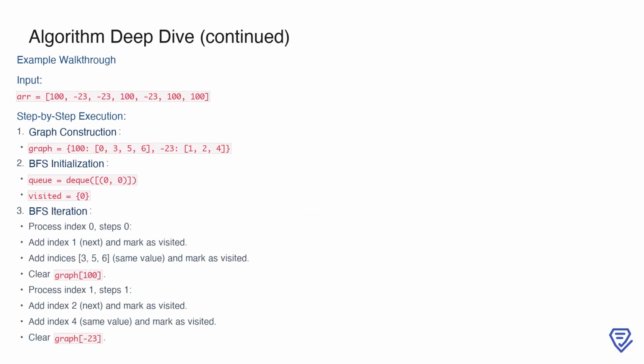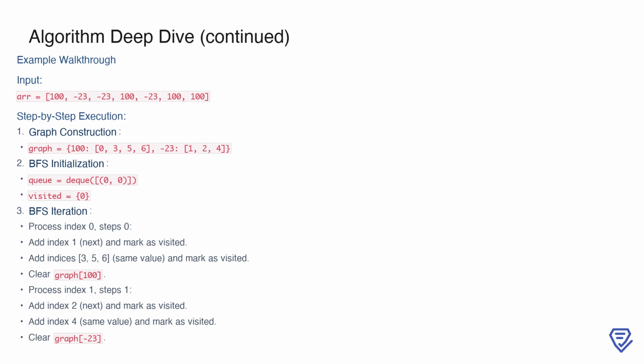Let's walk through an example to see the algorithm in action. Consider the input array 100, -23, -23, 100, -23, 100, 100. First, we construct the graph representation. The value 100 maps to the indices 0, 3, 5, 6, and the value -23 maps to 1, 2, 4.